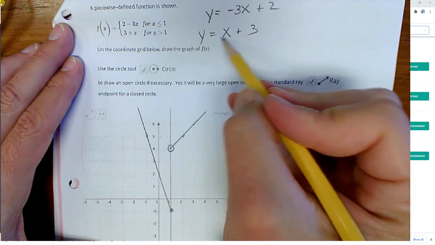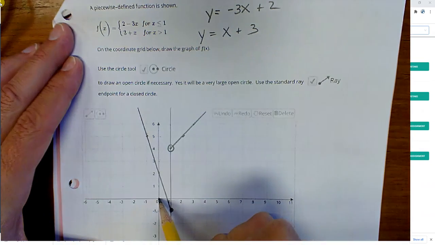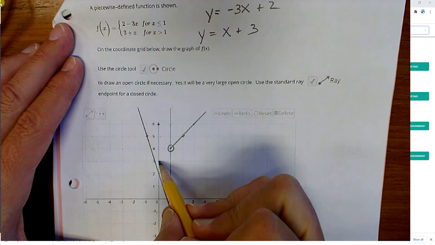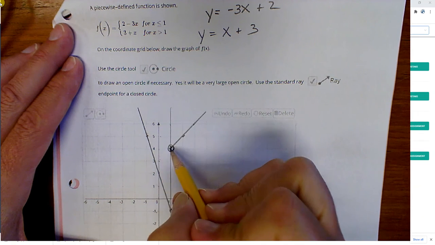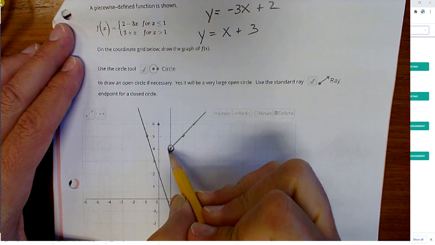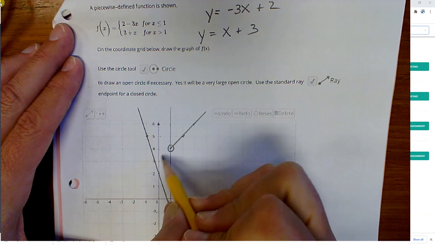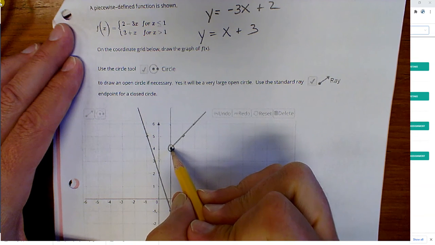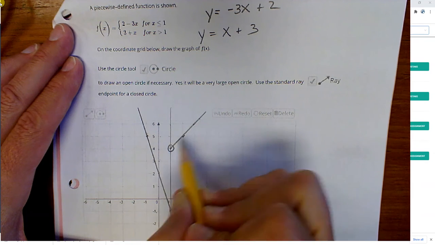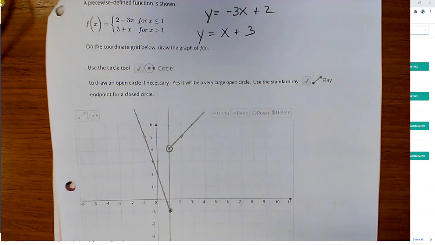The other one is just y equals x plus 3. So I start at 3, and then I go up 1 over 1. And I don't actually draw that piece of the line in because I'm not to that dividing line yet. And now I start the line up 1 over 1, up 1 over 1, and it's an open circle. All right, hey, that's it. I think that's it. That's question 9.